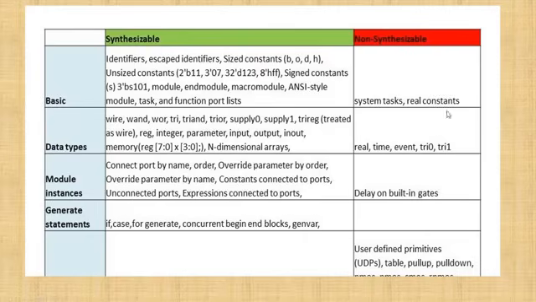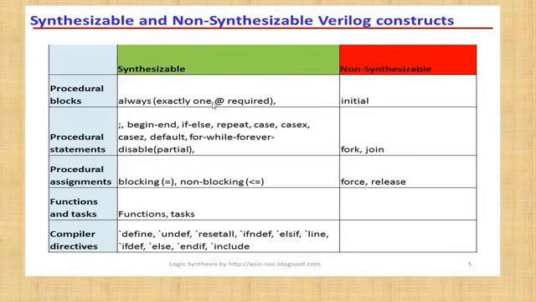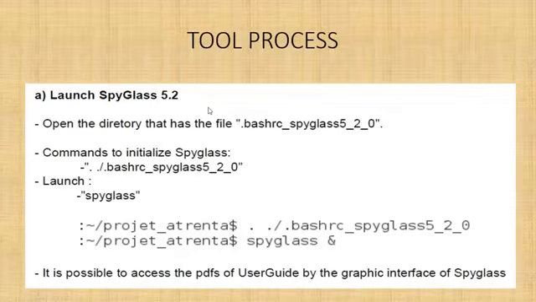Instead of system task and real constants, you can use identifiers, sized constants, module task and function ports. Instead of force and release, you can use blocking and nonblocking statements. Instead of fork and join, you can use case statements. And instead of initial, you can use always statements.